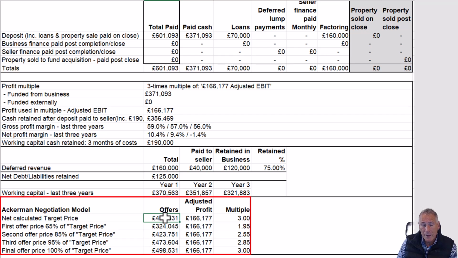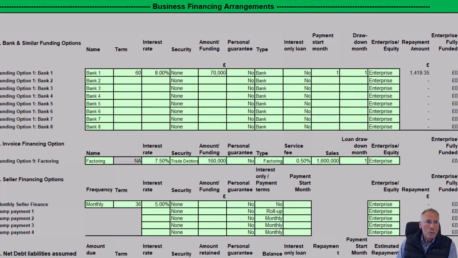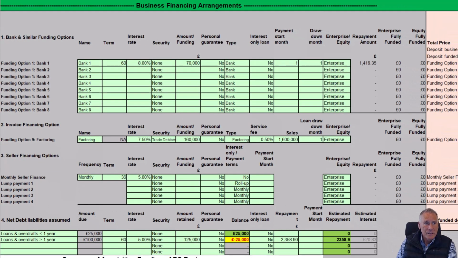Now, I do recommend you do read Never Split the Difference by Chris Voss. There's a link below this video. I do recommend you read that book. So your next level of offer price will be 85%, which in this case is £423,000. And your third offer will be 95%, which is 473, and then ending up at £498,000.